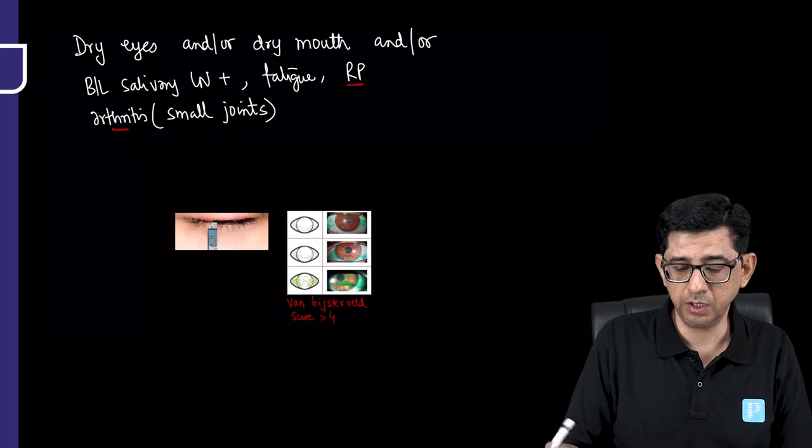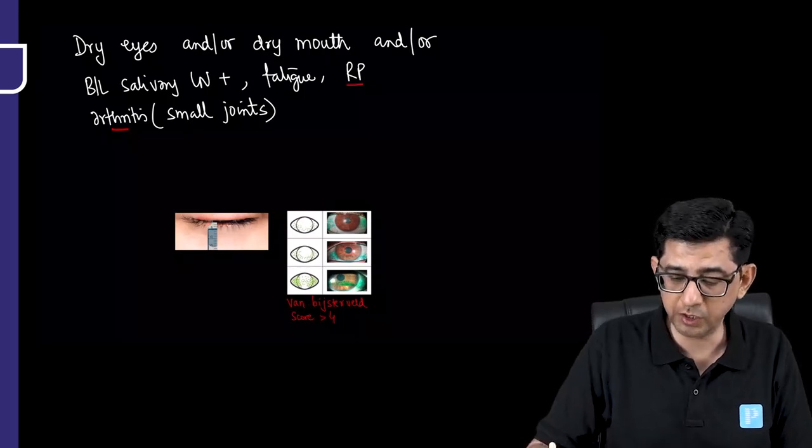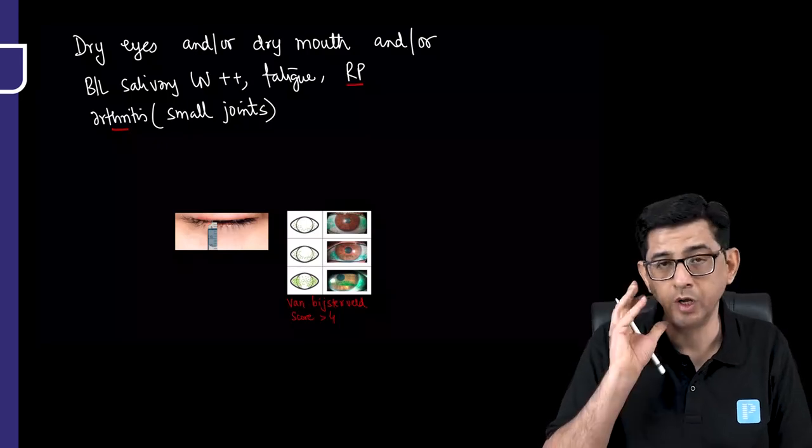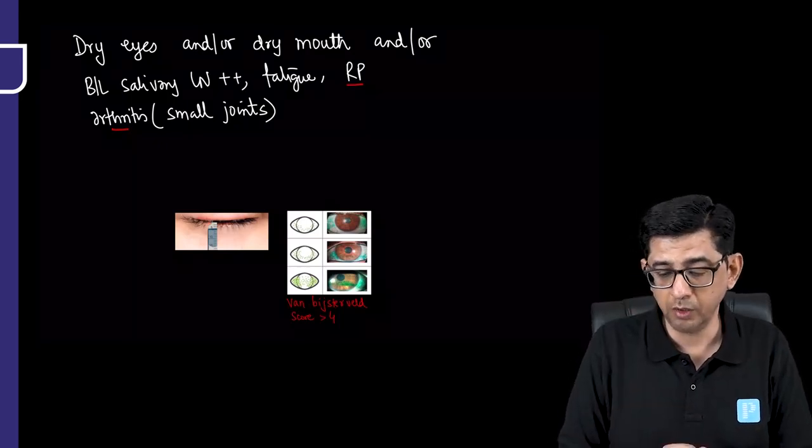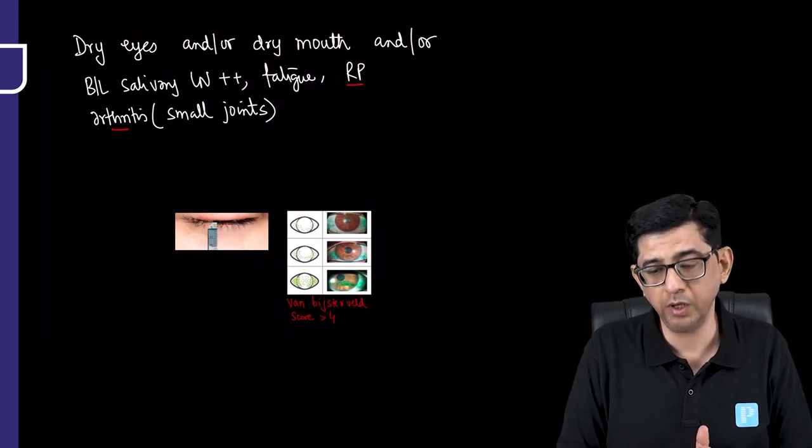But the remaining features that I've said, like a bilateral salivary gland enlargement that is seen in this condition, which is very pronounced salivary gland enlargement, would help you pick up that he's talking about Sjogren.